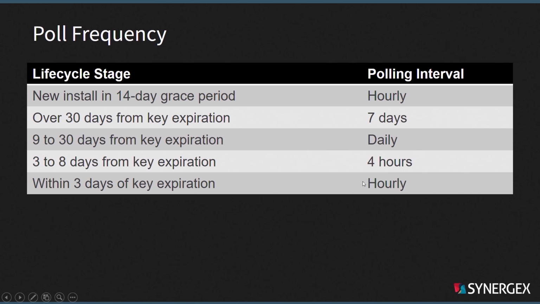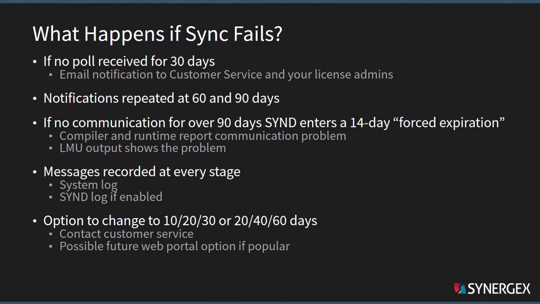As some of these nearer-in events start happening, emails start happening as well. So our customer services start getting notifications, and your license administrators start getting notifications. So it's not like this stuff's completely hidden in the background. If we start to get close and things have not been renewed, then there are notifications that are going to happen. What you do need to be aware of is what happens if sync fails.